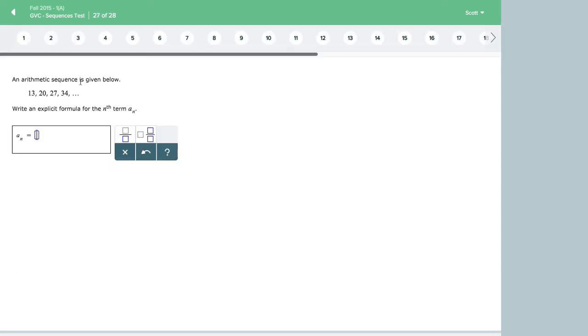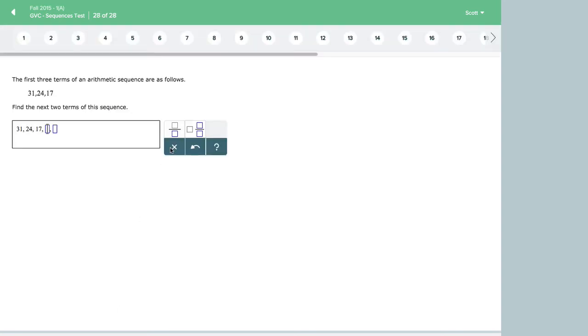Number 27 will look like this. An arithmetic sequence is given. Write the explicit formula. Well, the explicit formula is a sub 1 plus d times n minus 1. Use your sheet. That's why I gave it to you, so you didn't have to memorize it. And what is a sub 1? A sub 1 is that first term right there, so it's 13. What's my difference? It's plus 7. Plus 7, plus 7, so it just keeps going up by 7. Which term am I trying to find? I'm trying to find the nth term, so that just goes n minus 1, parentheses, and you're done.